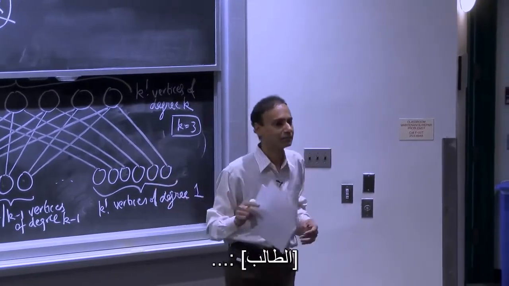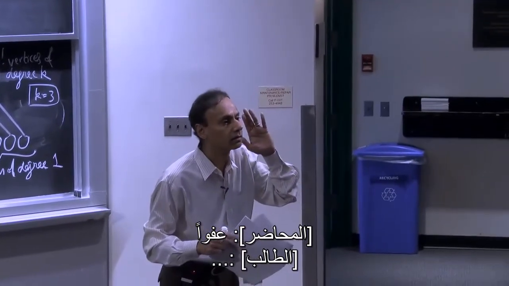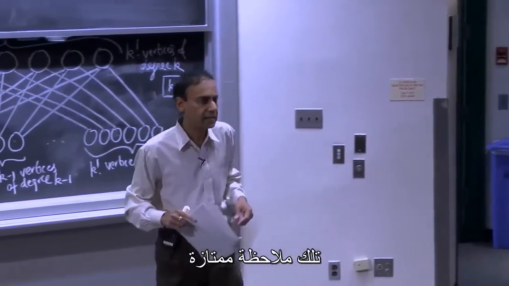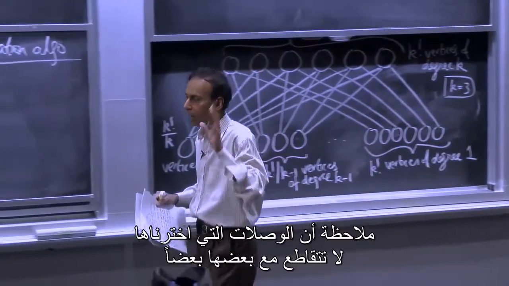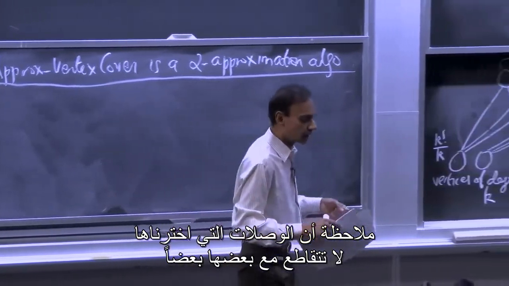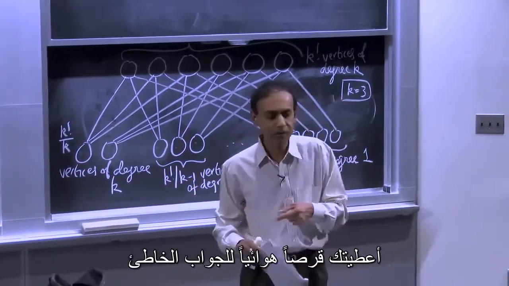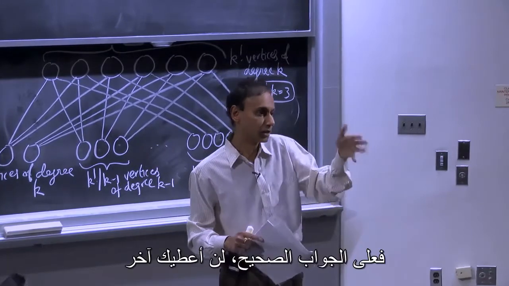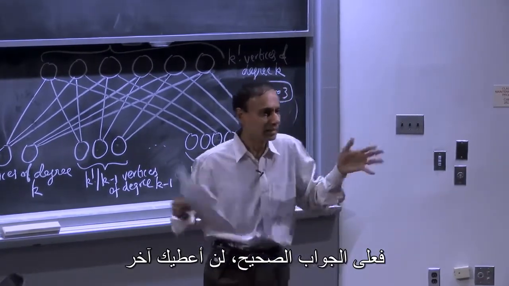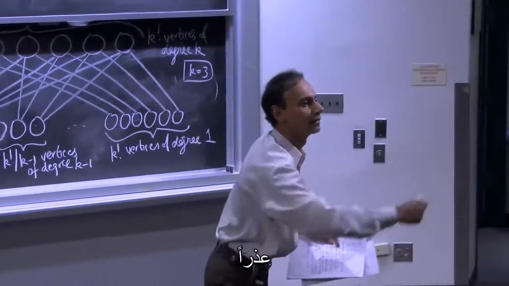All right. The edges you picked do not intersect each other. I'm sorry? The edges you picked do not intersect each other. That's an excellent observation. The observation is that the edges we pick do not intersect each other. So I gave you a Frisbee for kind of the wrong answer, so for this correct one, I won't give you one. That's fair, right? No, that's unfair, right? There you go.